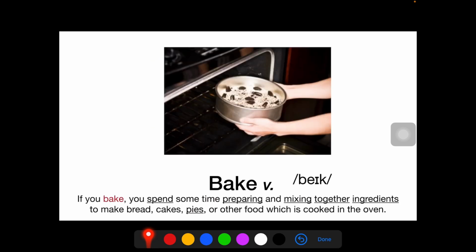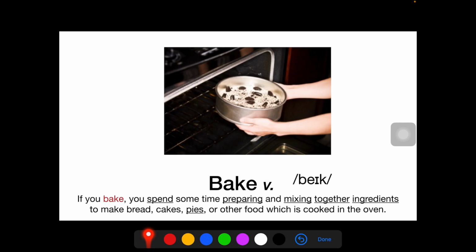Next to melt is bake. Bake. If you bake, you spend some time preparing and mixing together ingredients to make bread, cakes, pies, or other food which is cooked in the oven. So when you use the verb bake, that means you put something in the oven. You cook it in the oven. That's why we call it bake.